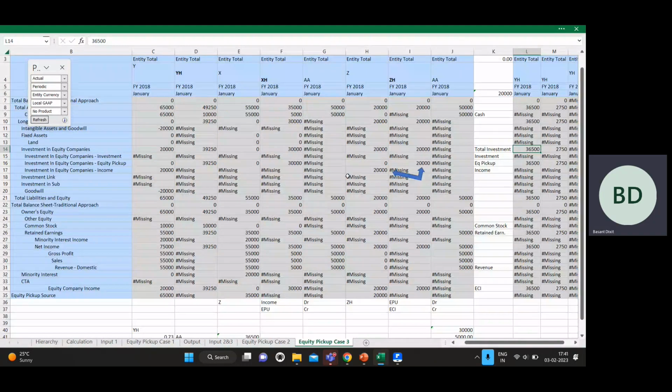Okay. So what is 60% of 50,000? That is 30,000. So it is coming as 30,000 in the equity pickup. But one thing we have to again see at the C level, because A is a subsidiary of XH. That is why it is not taking the investment.